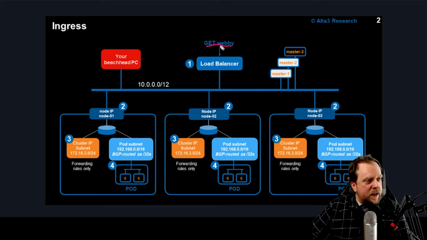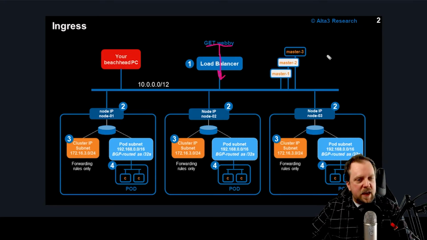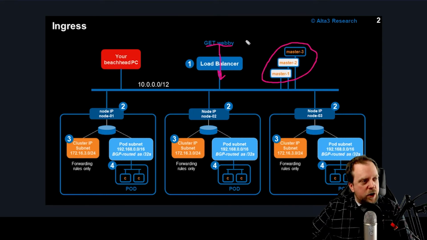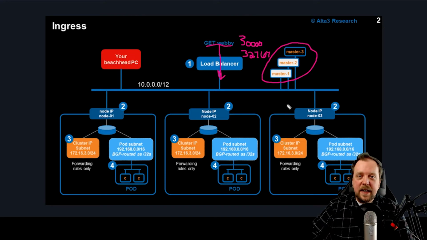So GetWebby gets sent into our load balancer. The load balancer will then be given a node port from our masters over here. That node port will be a number between 30,000 and 32,767. All right. And that node port essentially connects the request to the designated service. It's sort of the way of saying, hey, this is the service that you need to be looking up.